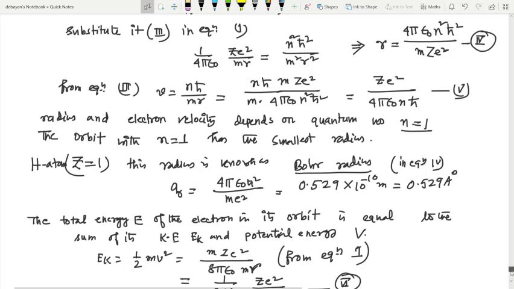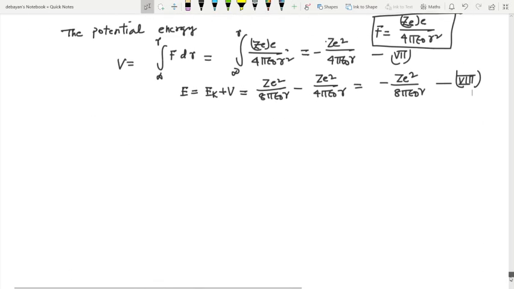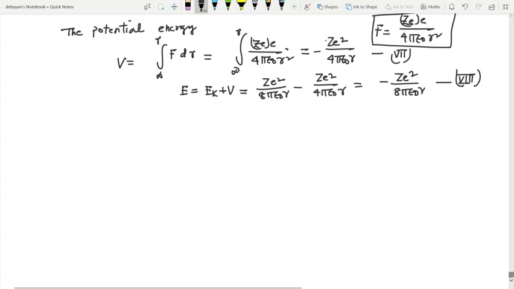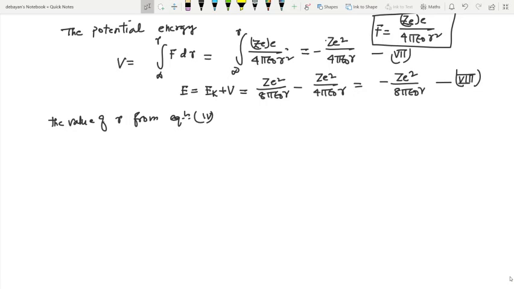Now if we put this particular value into that equation, the value of r, what we calculated in that particular case, is r equals 4 pi epsilon naught n square h bar square by m Z e square.